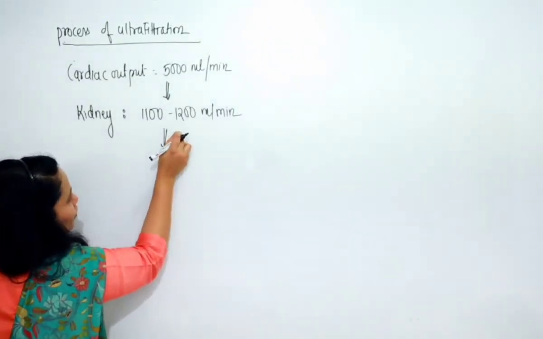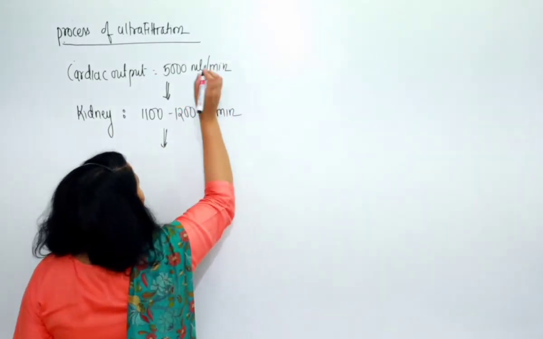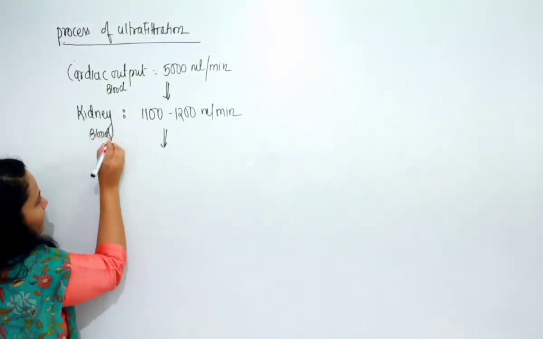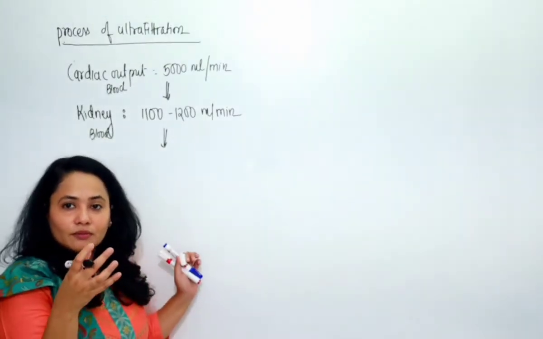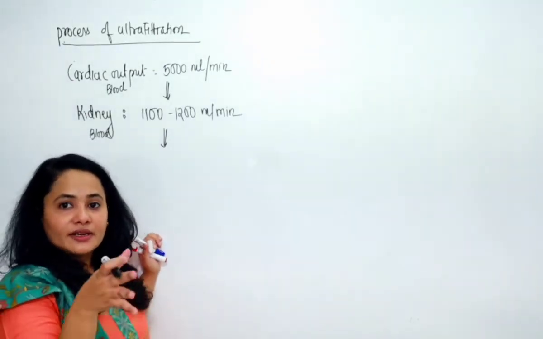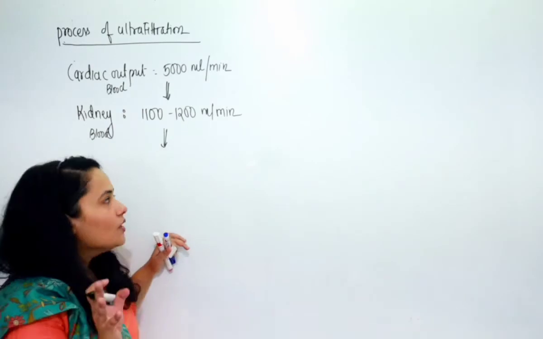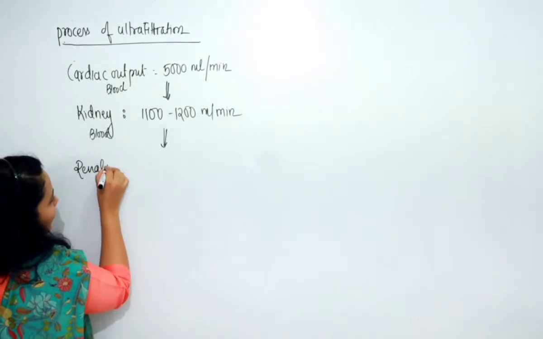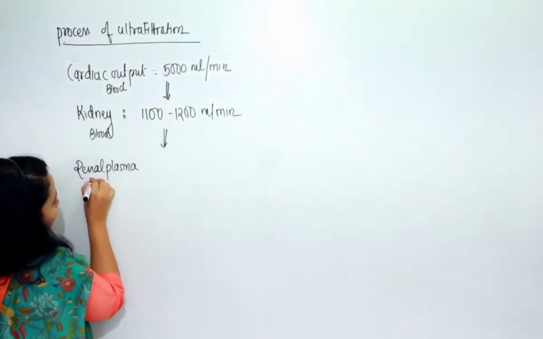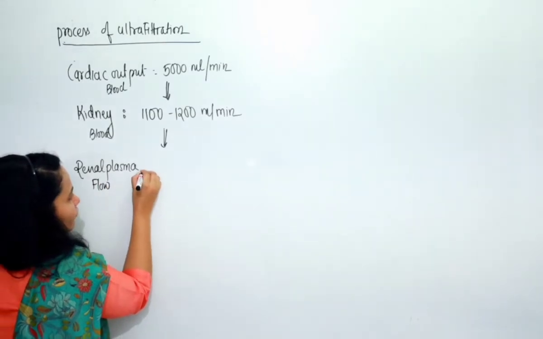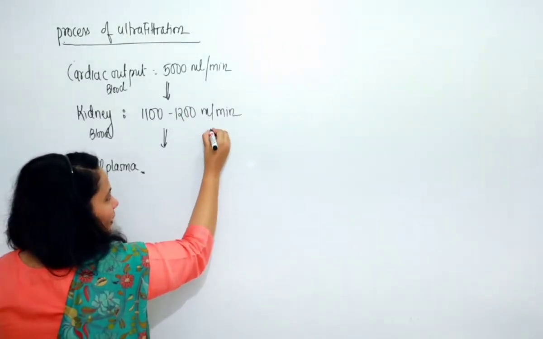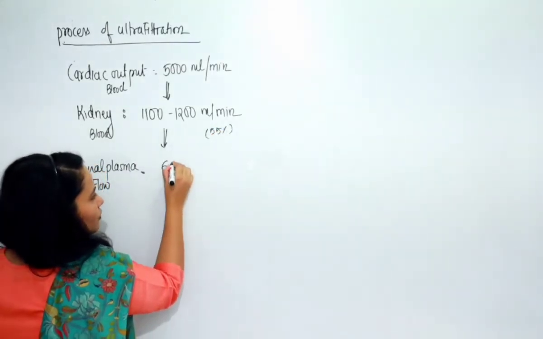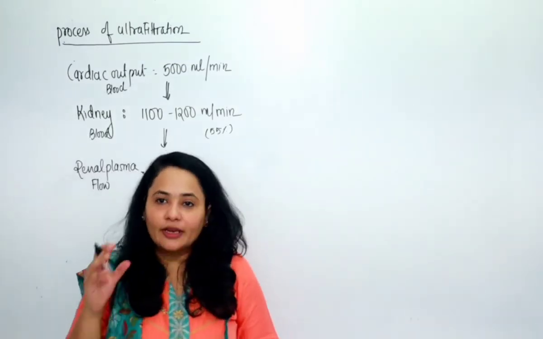So this is what we have talked about the blood. This much is the amount of blood, I'll write here. Then this much is also the amount of blood. But exactly when you see the blood, only the plasma is getting filtered. The cells are not getting filtered. So how much plasma is entering? We will call it renal plasma flow. So from this, 55% will enter, and that 55% is something around 650 ml.